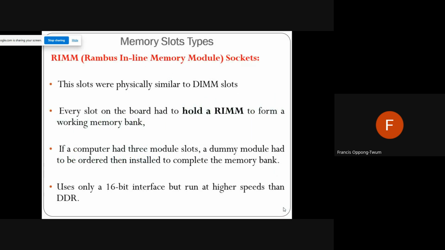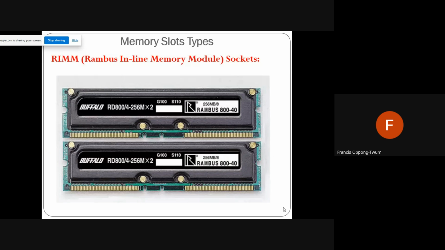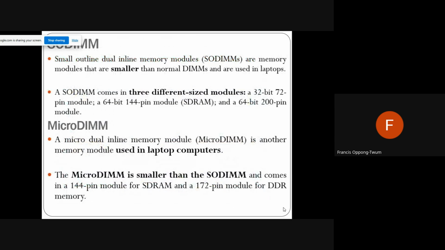Then after that, we also have what we call the RAM, that's the Rambus inline memory module. These slots were physically similar to the DIMM slot. Every slot on the motherboard had to hold what we call a working memory or bank. So let's look at it. This is a picture of the Rambus inline memory module. I think this is the current one, and it's also good. You can also look at that for yourselves.